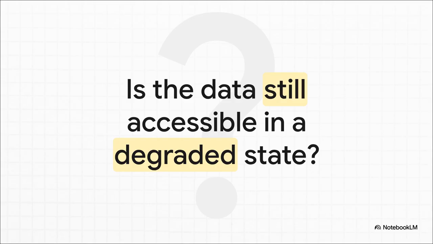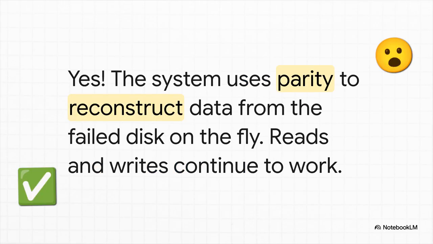So, this is the million-dollar question, right? A disk is down. Can we still get to our files? Is our data just gone? Yep, absolutely. This is the magic of RAID 5 in action. Even with one disk completely offline, your data is 100% accessible.